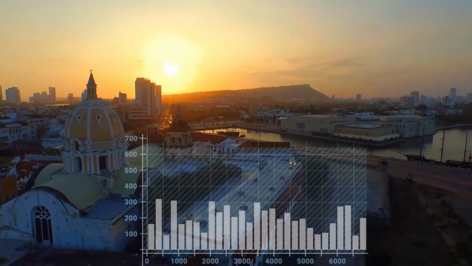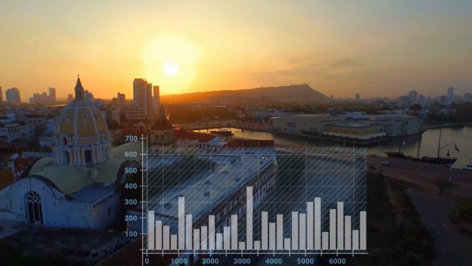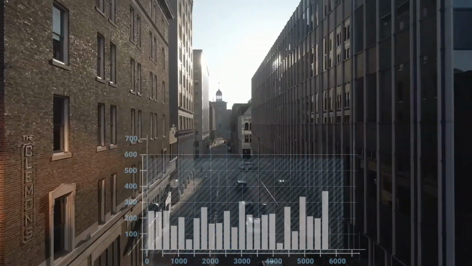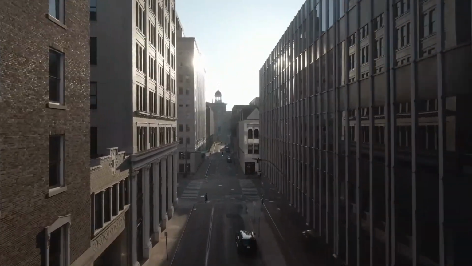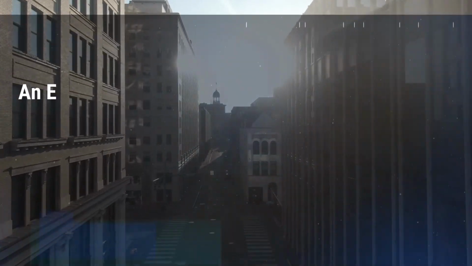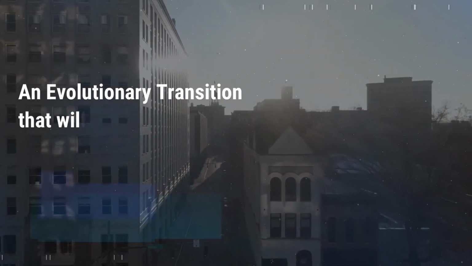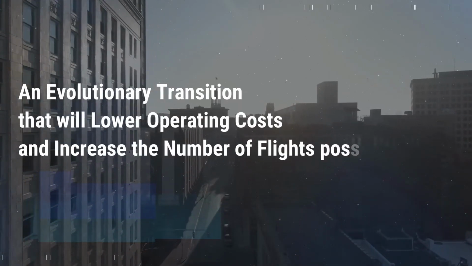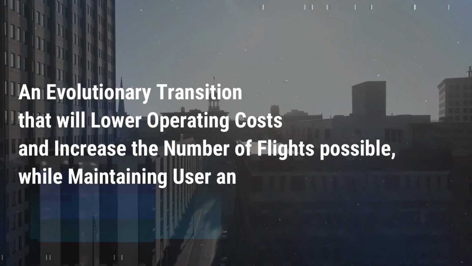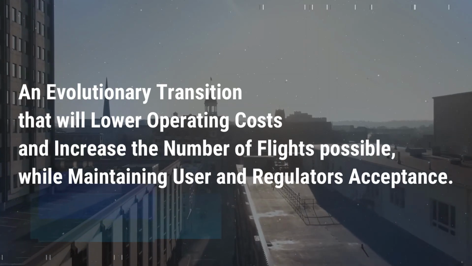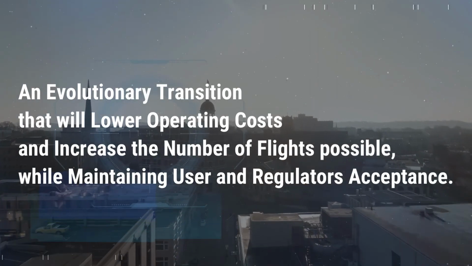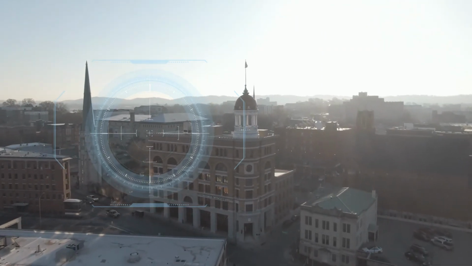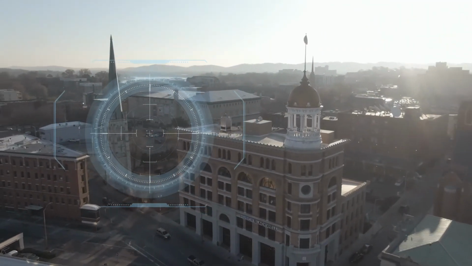Profitability is only provided by profit margins per flight multiplied by the maximum number of flights that can be performed. What we're trying to do with our own vehicles is find an evolutionary transition that will lower operating costs and increase the number of flights possible while maintaining user and regulators' acceptance. The basis of user and community fear is the unknown. The opposite, the perception of safety, is based on familiarity and comfort.